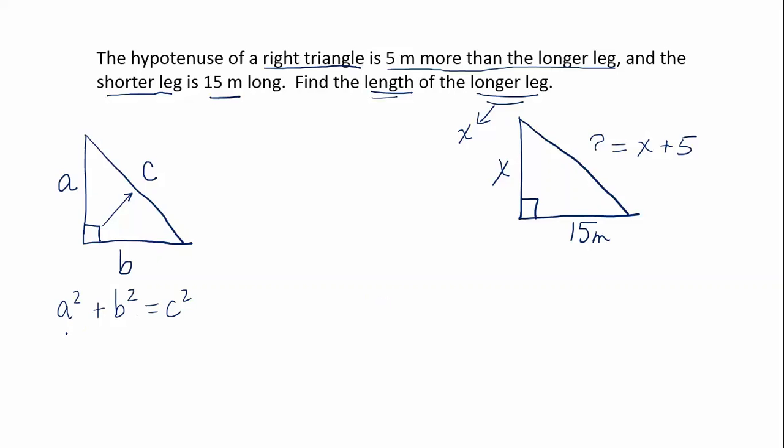So we just need to identify A, B, and C. It doesn't really matter which is A and which is B. I'm going to say A is x and B is 15. But definitely C has to be the hypotenuse, which in this case is x plus 5. So we know that x squared plus 15 squared is equal to x plus 5 squared. And we have an equation we can solve for x.